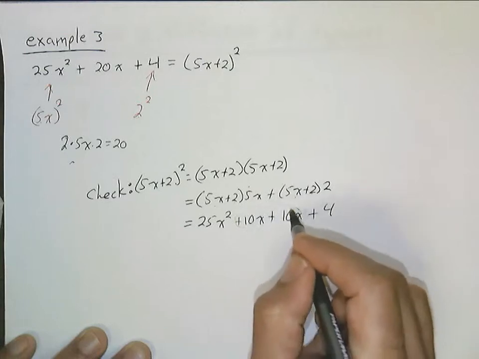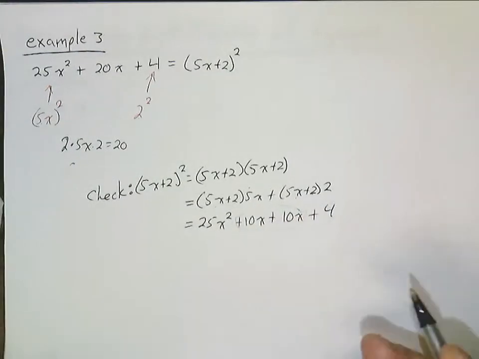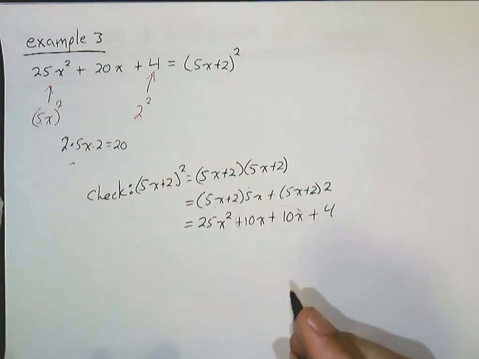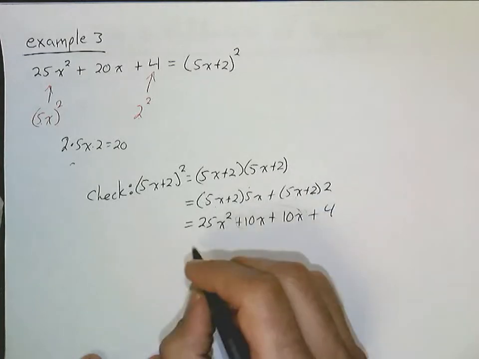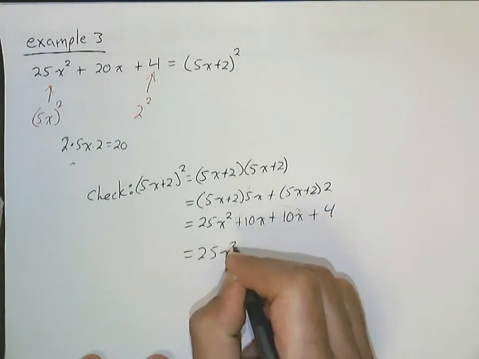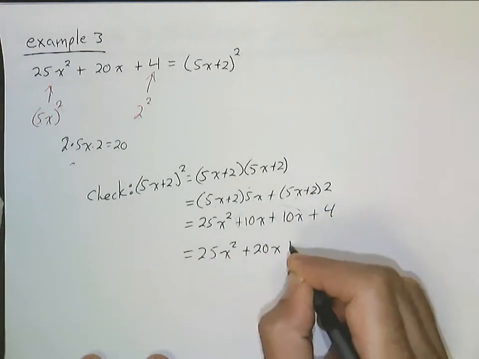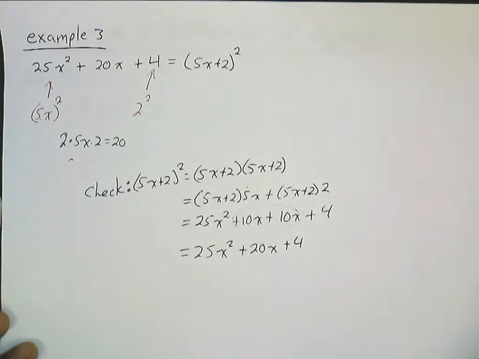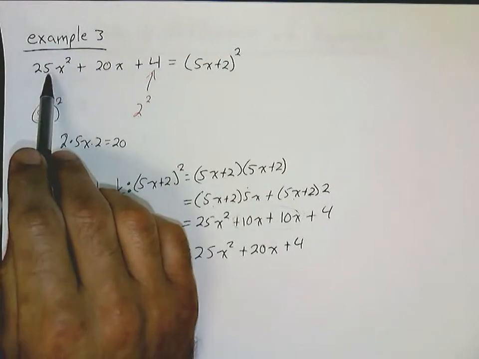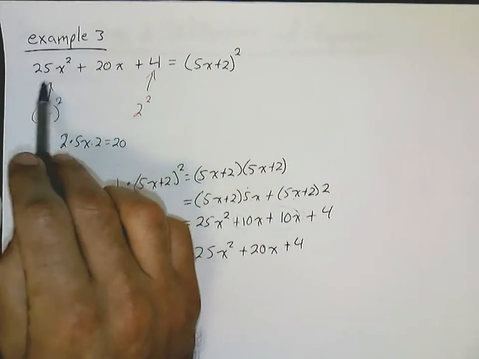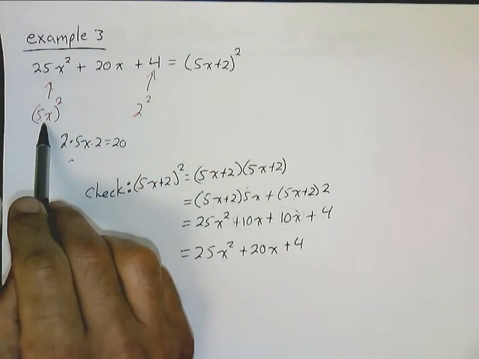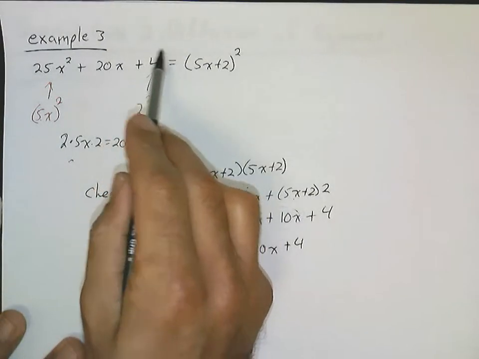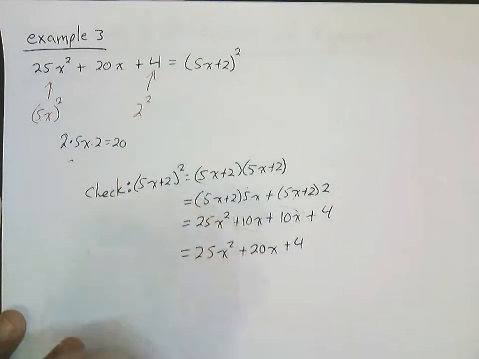So notice this is where that whole doubling the product of the quadratic term and the linear term, or the square roots of those two terms, comes into play. So this is, of course, 25x squared plus 20x plus 4. Exactly what we wanted. So, again, take the square root of the quadratic term, in this case 5x. Take the square root of the constant term, which in this case would be 2.